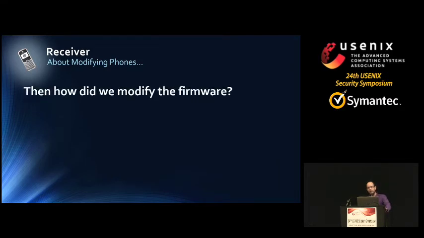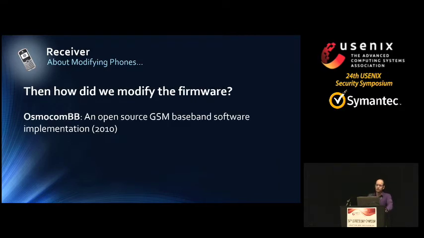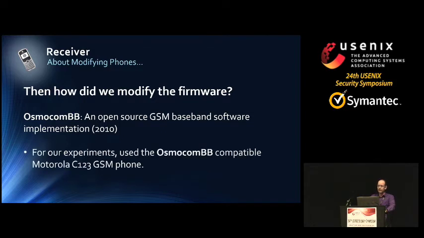So how did we modify the firmware? We used an open source GSM baseband software called Osmocom BB, and we put it on a rather old phone, a Motorola C123, to show not only the feasibility, but also that, like Moti mentioned, in a lot of large corporations, you're allowed to bring these featureless phones into restricted areas, and to show that this is still a threat.